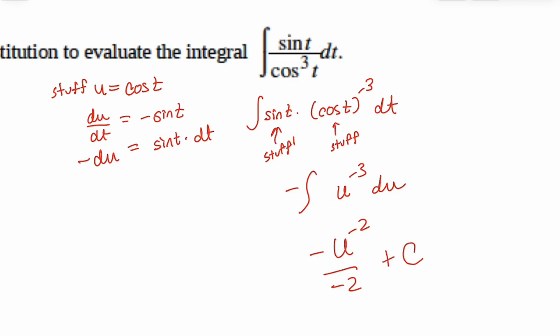Okay, so remember what happened. Power goes up by 1. That's why it became negative 3 plus 1, which is negative 2. Divide by that new power. Simplify it as much as you can before you put the cosine of t back in. You could also have written it like this. That's also acceptable.